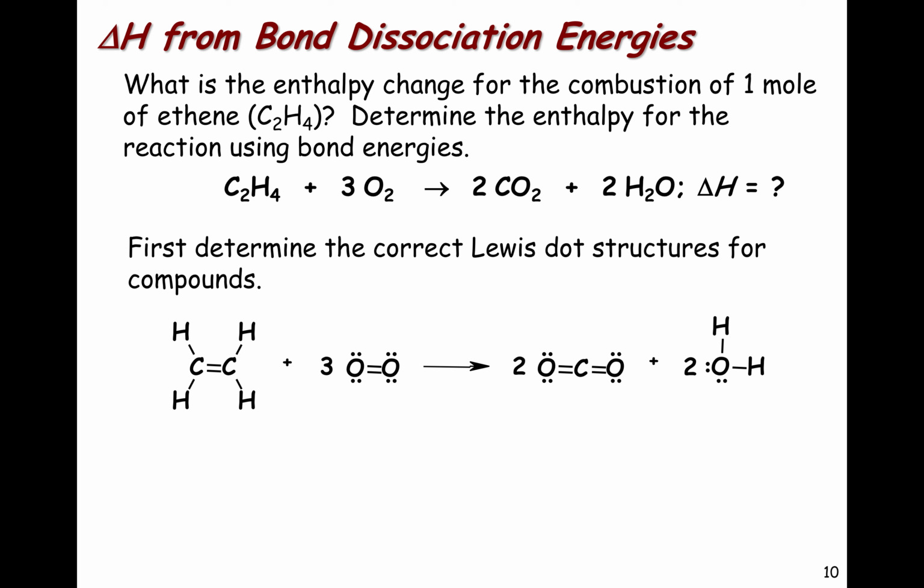You see that ethene has 4 carbon-hydrogen single bonds and 1 carbon-carbon double bond. Likewise, for the elemental oxygen, we have 3 O2 molecules, and the Lewis dot structure has an oxygen double bond. The products, an individual carbon dioxide molecule has 2 carbon-oxygen double bonds. And then our other product, water, has 2 oxygen-hydrogen single bonds.